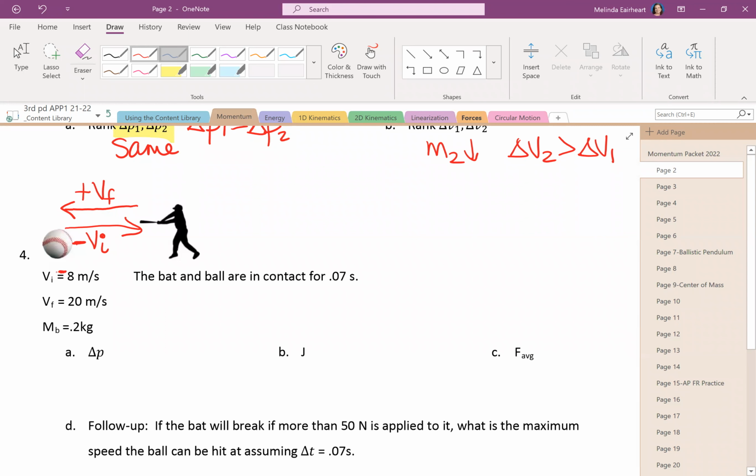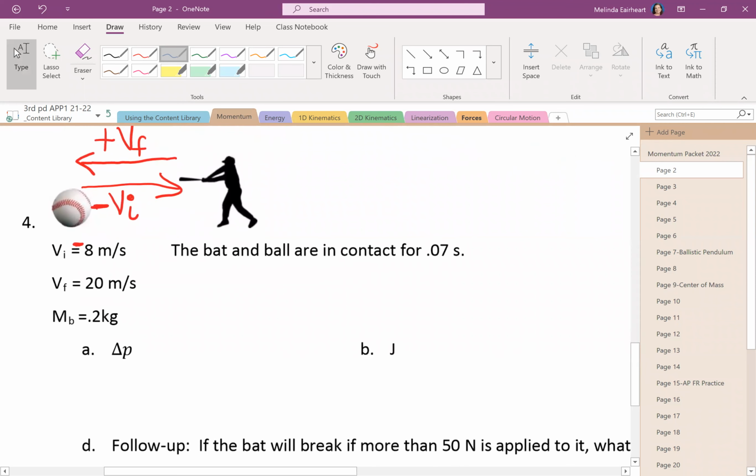Mass, 0.2 kilograms. And then they tell us the bat and the ball are in contact for 0.07 seconds. And remember, the delta T in impulse is not the time that it takes to go to the outfield. It's not a projectile time. It's the time that the force is being exerted between the objects, okay? And so it's that impact time. It's the hit time, kick time, launch time. A, what's delta P? So previously, we've done a lot of force times time. Is that going to work here?